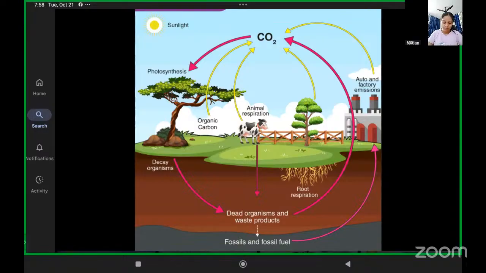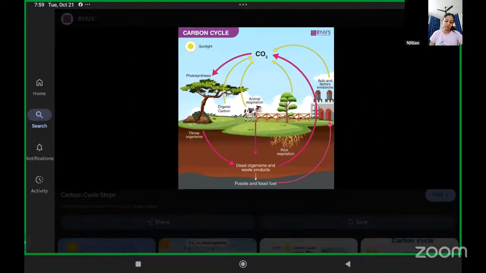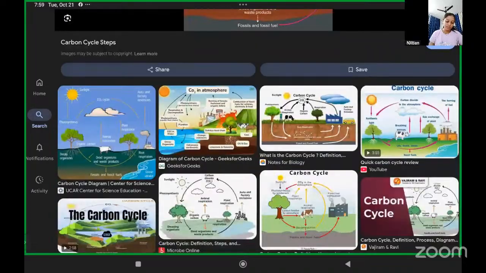Then dead and decaying organisms, their waste products collect at the bottom, and then due to the pressure of the atmosphere, like I explained you, layers and layers of soil accumulate on top of it. And then due to the weather conditions, sometimes the rain, sometimes pressure, it leads to formation of fossil fuels over thousands of years.